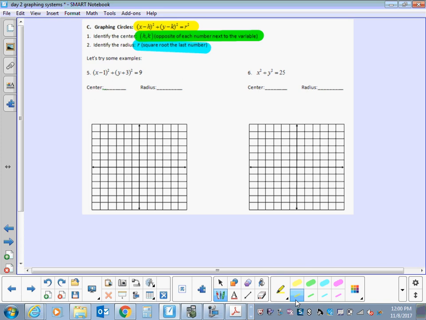Number 5 is x minus 1 squared plus y plus 3 squared equals 9. What numbers are following my x and my y? Negative 1, positive 3. I need the opposite of both of those. What is it? 1, negative 3. So that tells me what my center is. It is opposite whatever is after the x and y. My radius, I'm going to be taking the square root of 9. What is the square root of 9? 3. So we have my center, we have our radius.